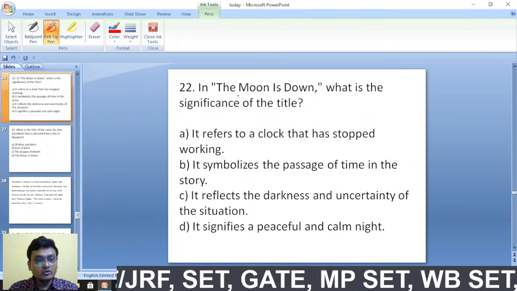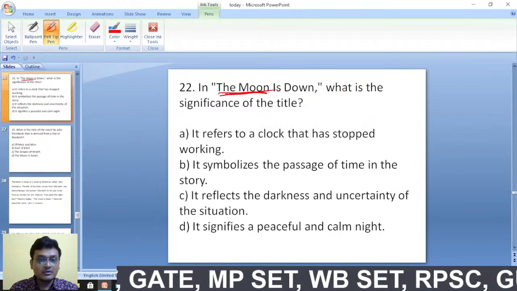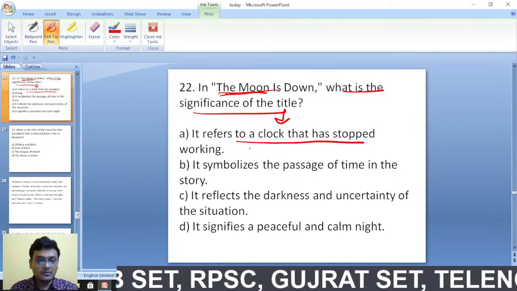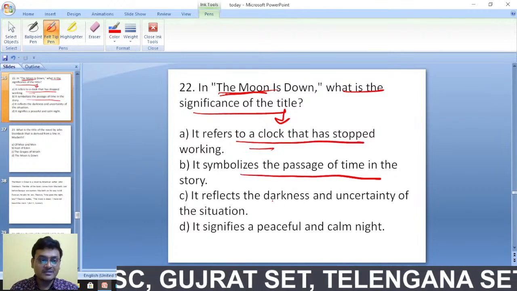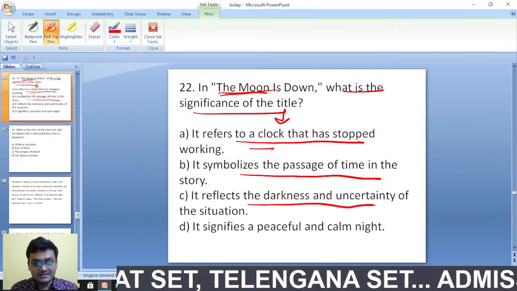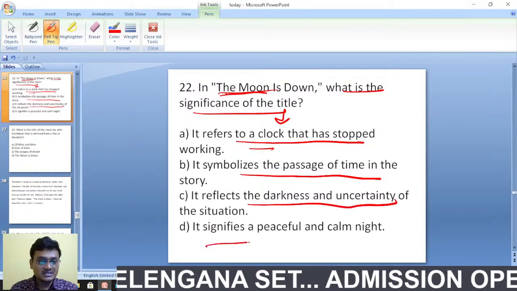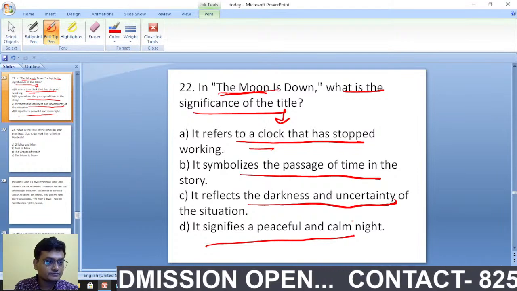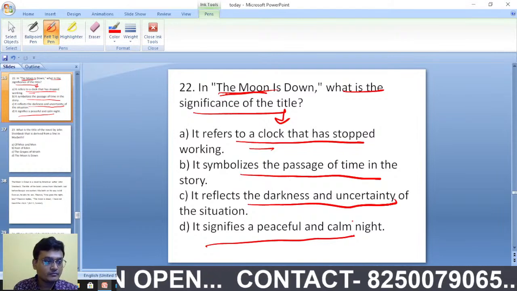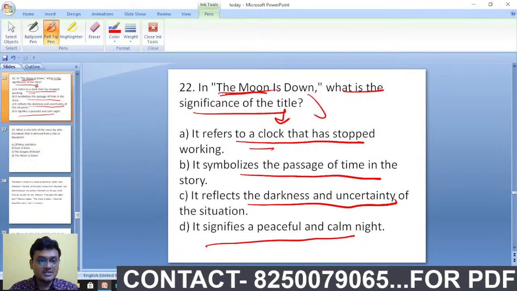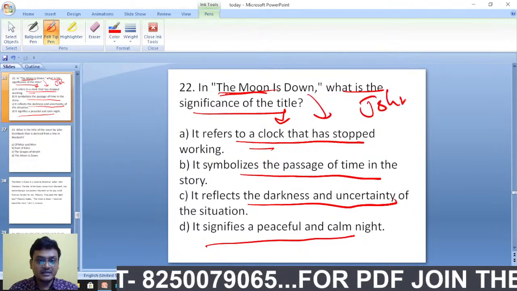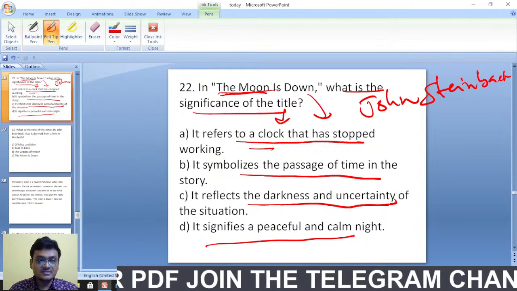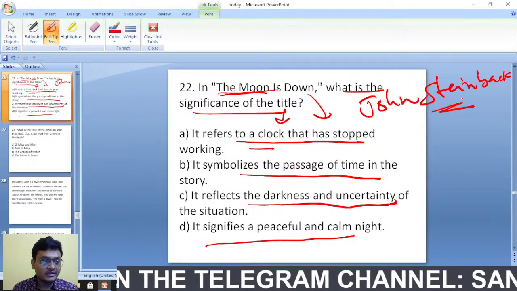Next question. The moon is down. What is the significance of the title? It refers to a clock that has stopped working, or it symbolizes the passage of time in the story, or it reflects the darkness and uncertainty of the situation, or it signifies a peaceful and calm night. It is by the American writer John Steinbeck. John Steinbeck has written The Moon Is Down, an important novel.